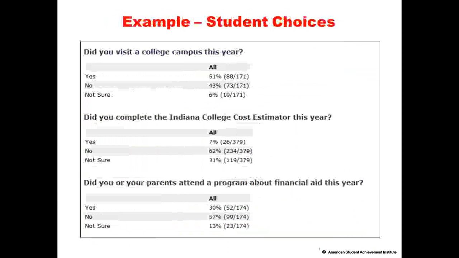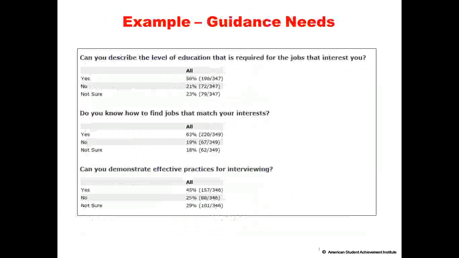More questions about student choices, and again, these are for some of the older students. Did you visit a college campus this year? Did you complete the college cost estimator? Did you attend a program about financial aid? And then guidance needs. These are questions about student knowledge. Can you describe the level of education that is required for jobs that interest you? Do you know how to find jobs that match your interests? Can you demonstrate effective practice for interviewing? And again, these questions are the ones that align with the Indiana Student Standards for Guidance that was published by the Indiana Department of Education.